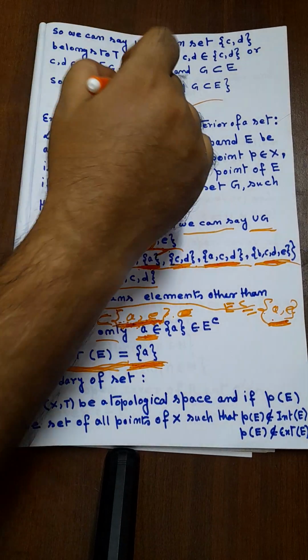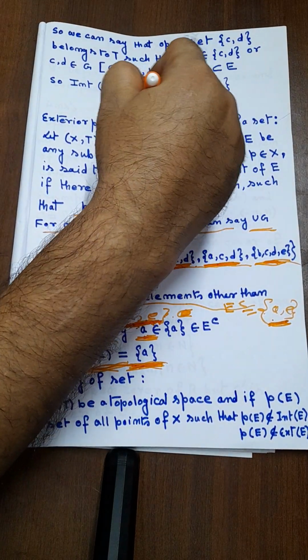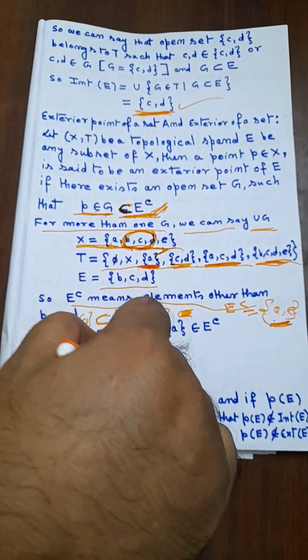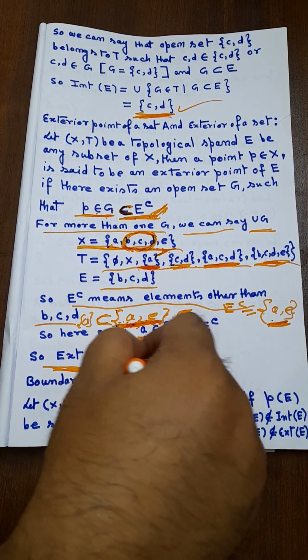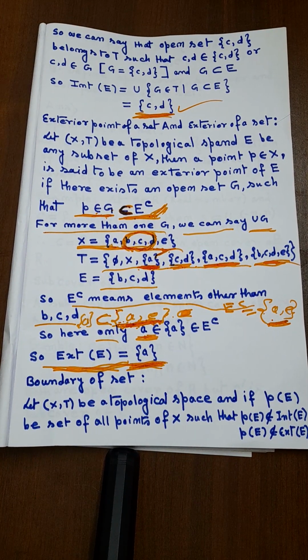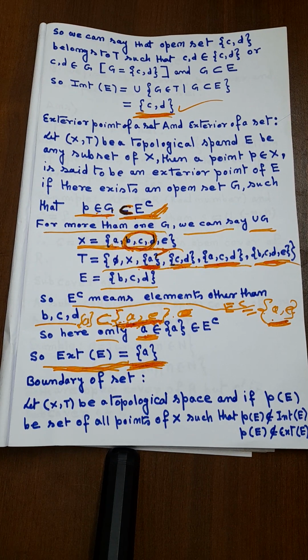So the interior points of the set, or the interior, is CD, and the exterior is A, okay. Now what is the boundary? The boundary of a set is the set of points which are neither interior nor exterior points. The boundary of a set is those points which are neither interior nor exterior.